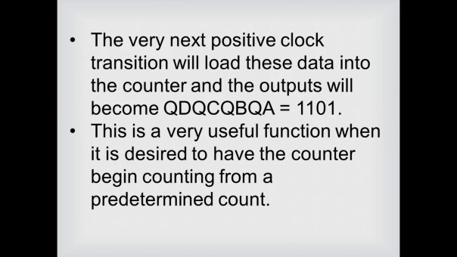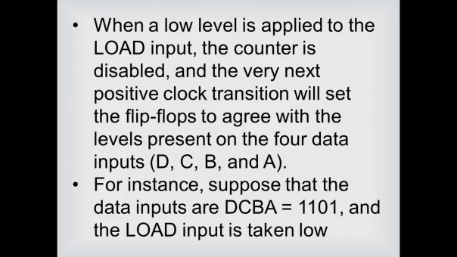So, you want to start the counter from 13. You want to preset the counter to 13. That means for the data inputs DCBA, you have to provide the binary 1101. This data should be given: D is equal to 1, C is equal to 1, B is equal to 0 and A is equal to 1. This kind of data should be presented as data input on this IC.